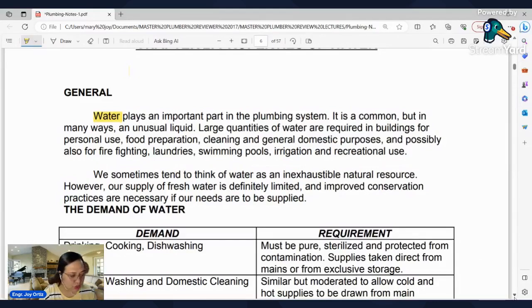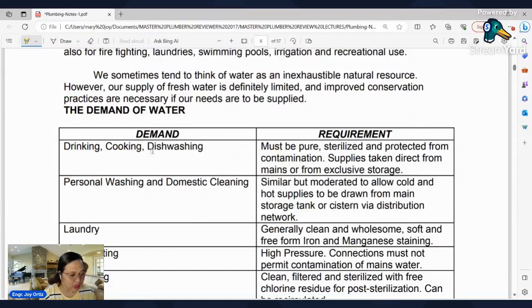Okay, so let's know ano yung demand ng water. Okay, for drinking, cooking, dishwashing. So, ang requirement niya must be pure, sterilized, and protected from contamination. So, yun po yung requirement. And supplies taken direct from mains or from exclusive storage. Like, yung mga refilling station, di ba? So, parang dapat exclusive storage. Kaya nga, use that cooking and dishwashing, or nagkaroon na siya ng several filtration para lang maging talaga siya, swak siya sa rate. Okay. Personal washing and domestic cleaning, similar but moderated to allow cold and hot supplies to be drawn from main storage rack or cistern via distribution network. Yan po pagdating sa mga personal washing and domestic cleaning.